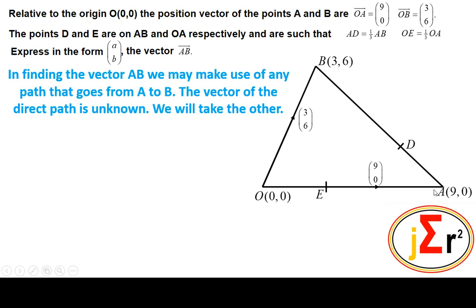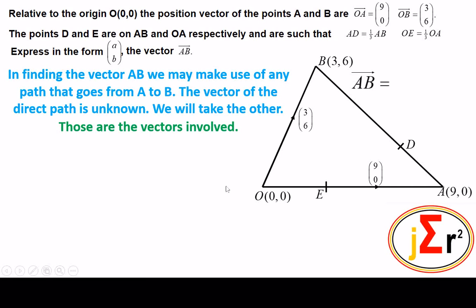So we have the vector that goes from O to A and the one that goes from O to B. We'll make use of those two vectors, but I hope that you are seeing early what is happening. If not, we will see that in a few seconds. The two vectors that are involved are OA and OB. We are required to find the vector AB, and we are setting ourselves up in order to do that.